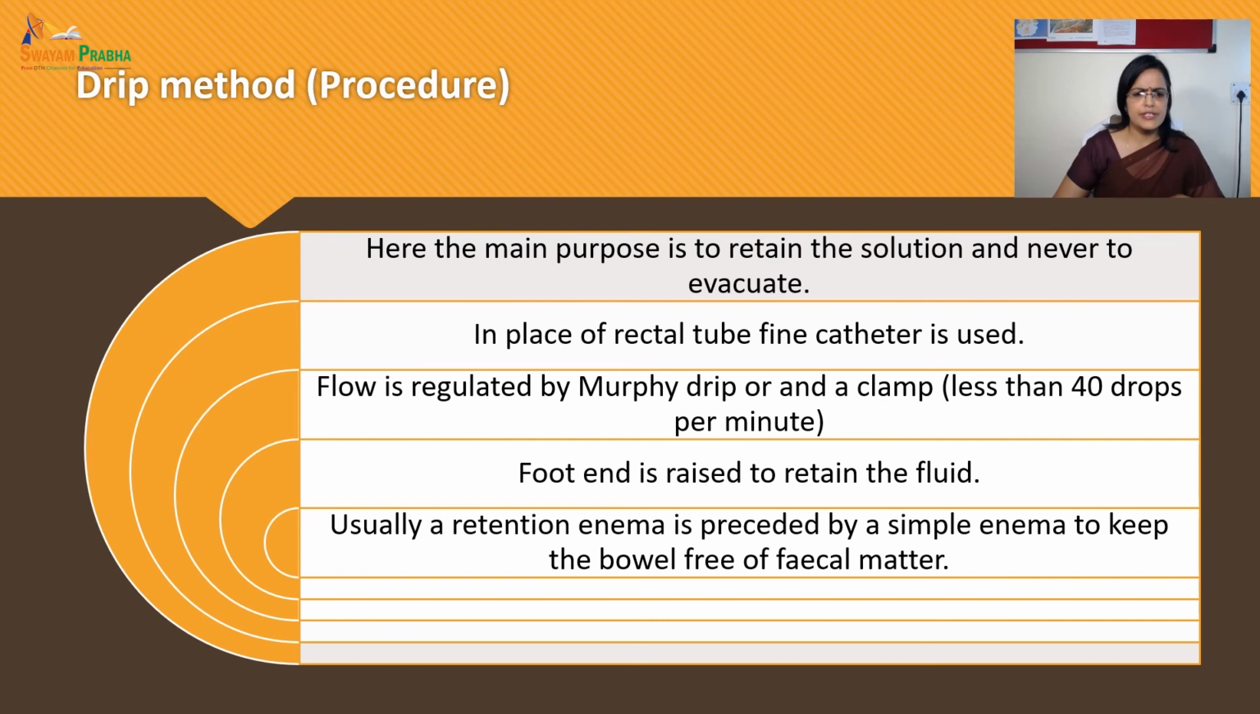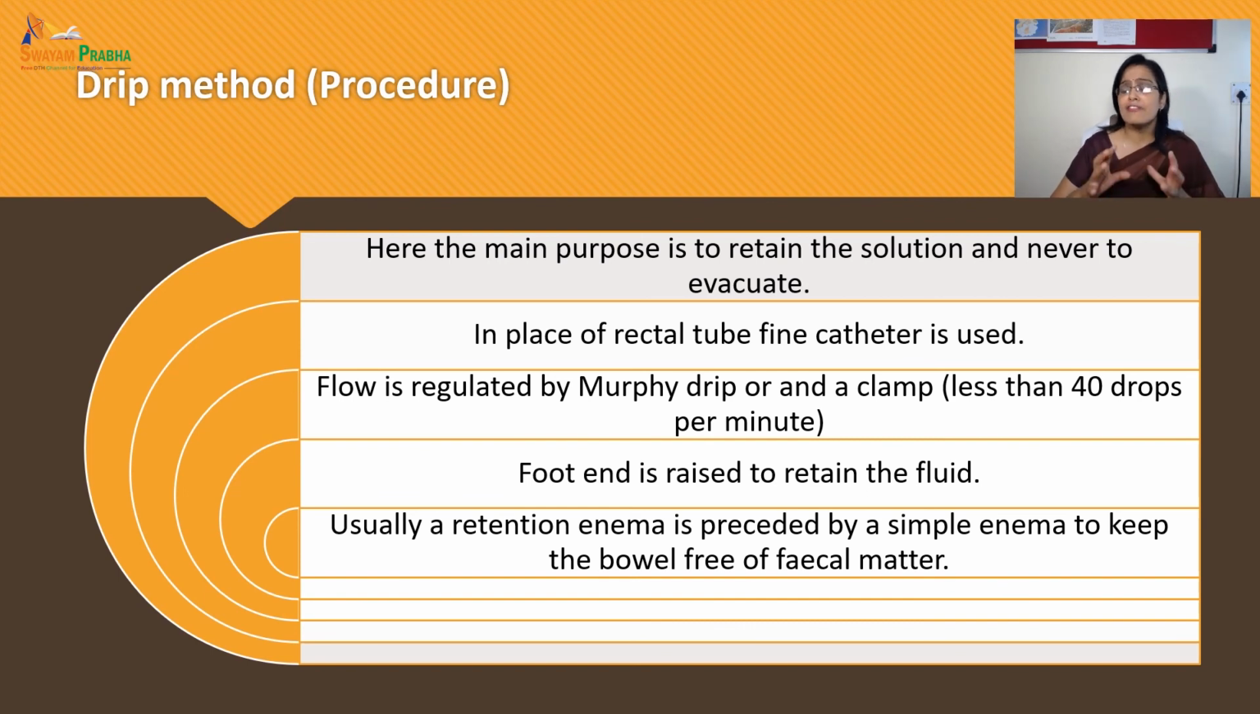The procedure: administration of the retention enema is done by the drip method. The main purpose is to retain the solution. The flow is regulated, and the retention enema is preceded by a simple enema to keep the bowel free of any fecal matter. So this is the drip method.